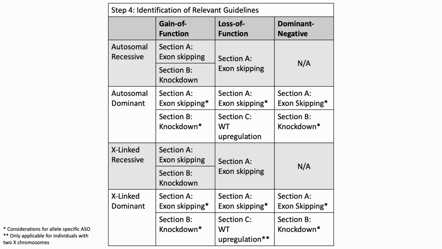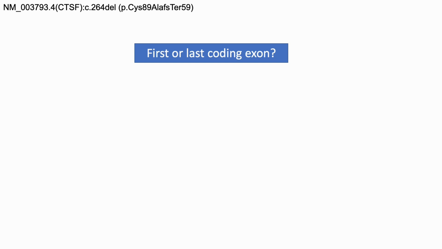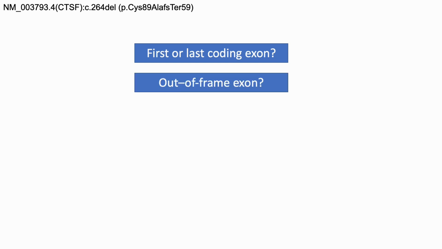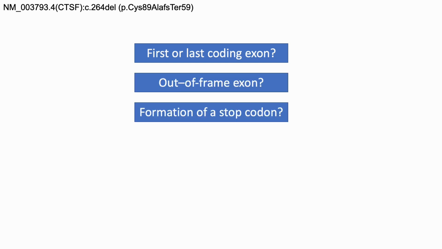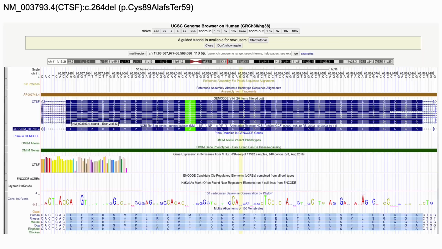We know the variant is loss of function and autosomal recessive, so our only option is to assess for exon skipping. To keep it simple, we assess for factors that call for quick exclusion when evaluating for eligibility towards canonical exon skipping ASOs, including checking whether the variant is in the first or last coding exon, whether it is out of frame, and whether a stop codon is formed.